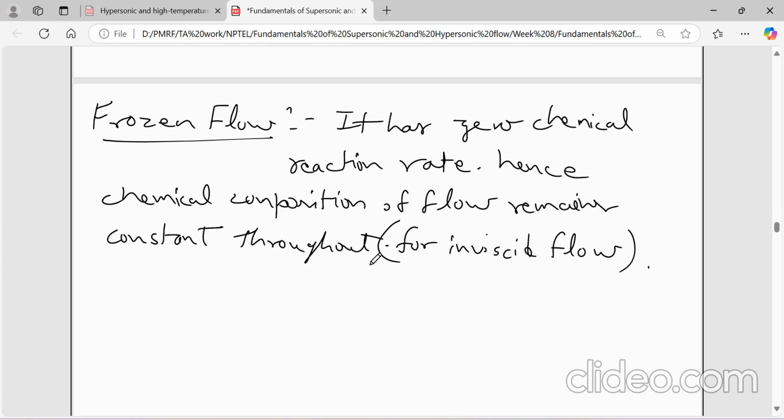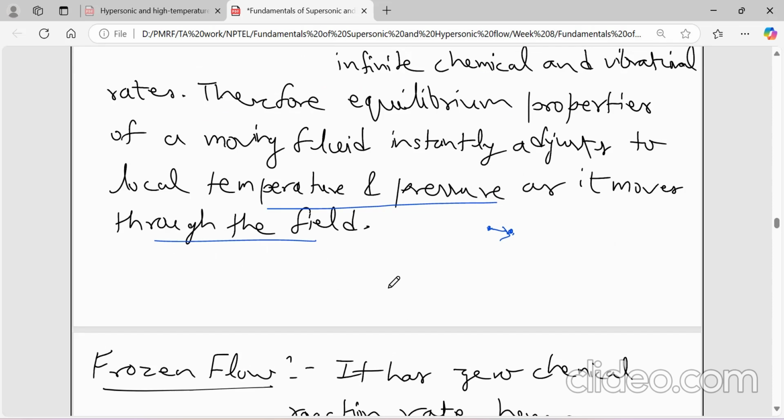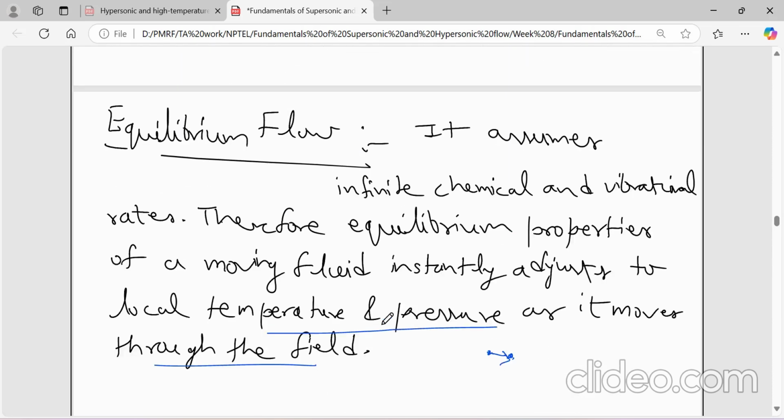Frozen flow is its opposite. It has zero chemical reaction rate and vibration rate. So what happens is the chemical composition of the flow remains constant throughout. This is for inviscid flow. For viscous flow, due to dispersion, due to diffusion also, there can be a change in chemical composition of the mixture. But here we are talking about only inviscid flow.